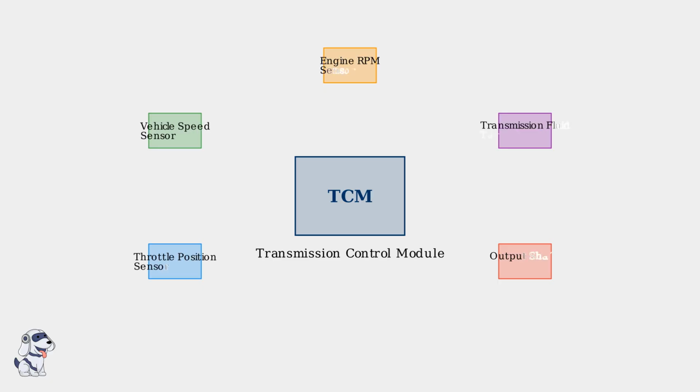The Transmission Control Module, or TCM, serves as the brain of your transmission system. This sophisticated computer continuously monitors, processes, and controls every aspect of transmission operation. The TCM receives critical data from multiple sensors throughout the vehicle. These sensors monitor vehicle speed, throttle position, engine RPM, transmission fluid temperature, and output shaft speed.